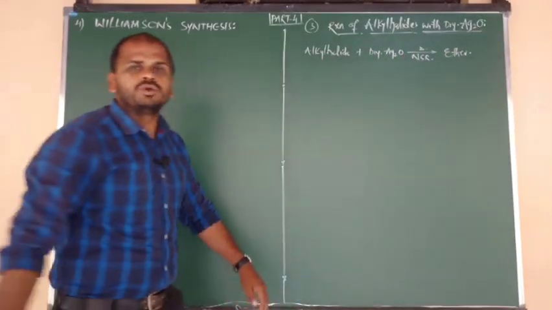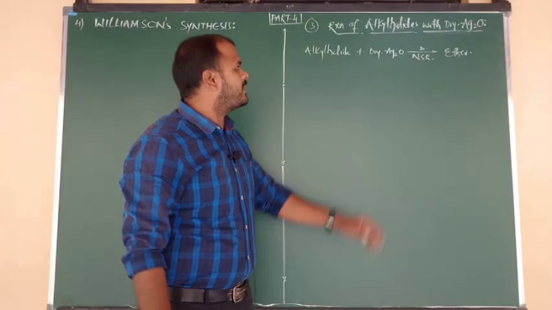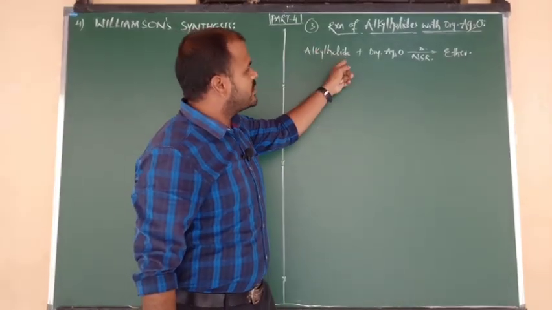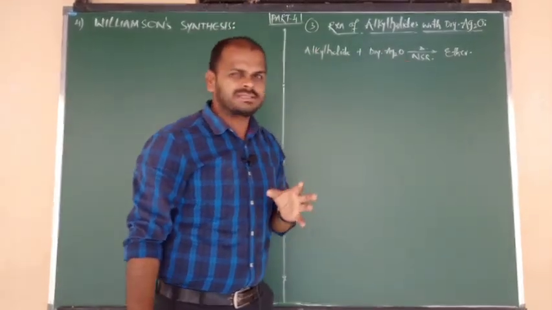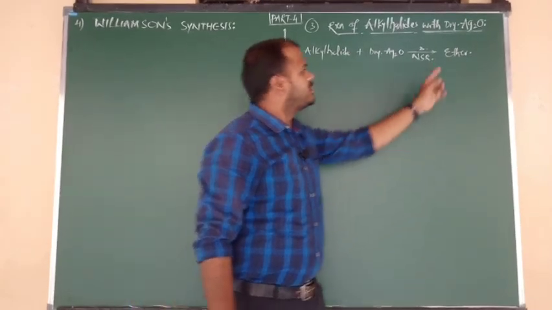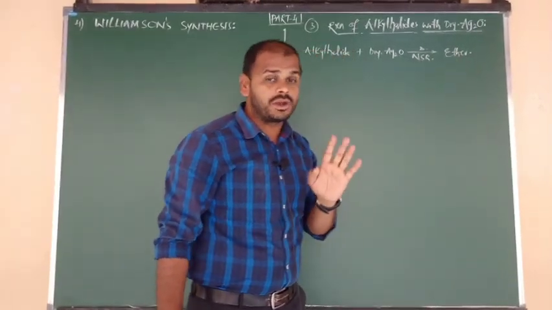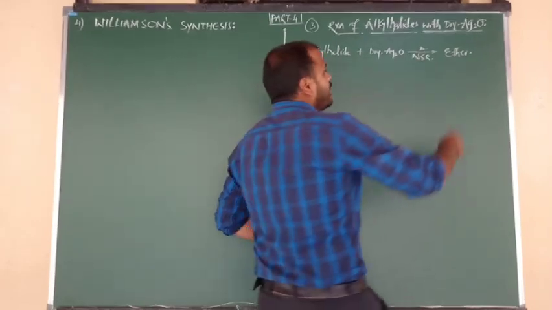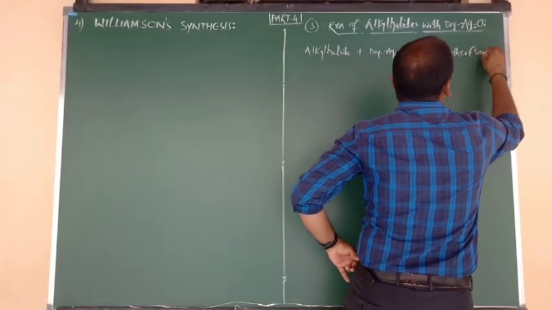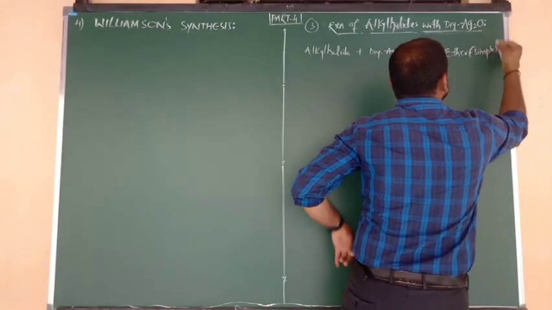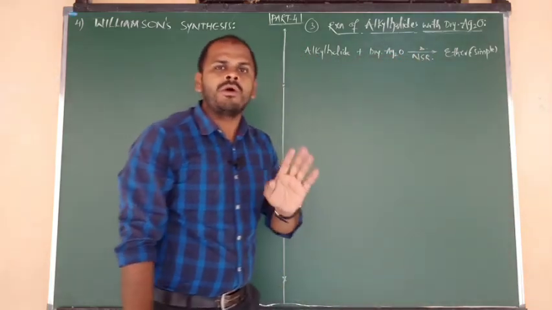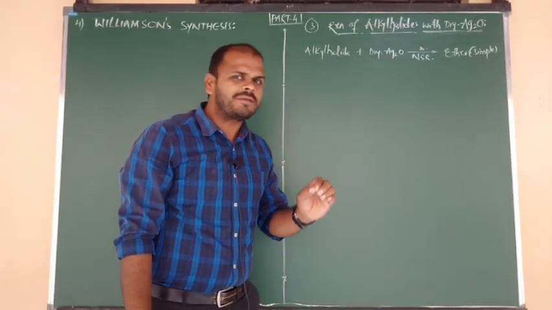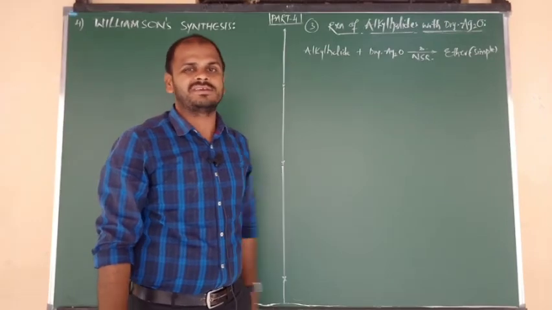So once again I am going to repeat the statement. Try to be focused. Alkyl halides on heating with dry silver oxide give ethers. And try to remember, in this method the ethers we get are simple ethers. Unsymmetrical ethers we can't prepare here. This method is suitable only for symmetrical ethers.